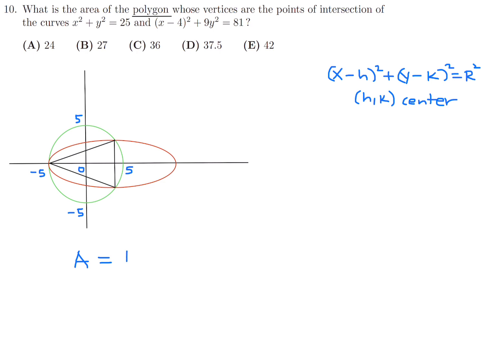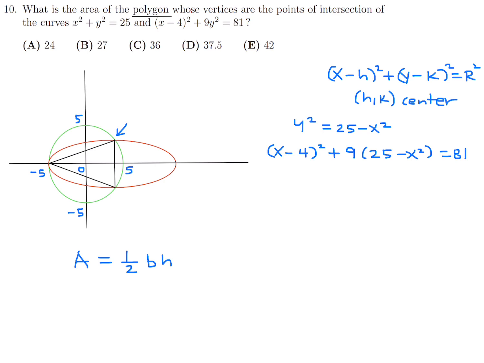Area is 1/2 base times height. This is the base, and we can use that as the height. So all we really need is 1 point, and if we get that, we can figure out the base and the height. Okay, so how do we figure that out? These two equations are intersecting, so we have to equate them. The first one, I will isolate for y squared. It'll be 25 minus x squared. And then substitute that into the second equation. So x minus 4 squared plus 9 times y squared, which is 25 minus x squared, and that is equal to 81.